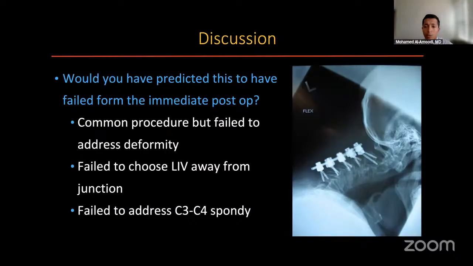So a couple of discussion points. I'll finish this presentation, then we can talk about some of these. Would you have predicted this to have failed from the immediate post-op? This is a very common procedure, but this patient presented with several unique features. So perhaps those are some red flags that may have made somebody curious as to how to solve the problem differently. And then secondly, why they failed to choose a lower instrumented vertebra away from the junction. And then the other thing is the C3-C4 high-grade spondy was not addressed. So those are a couple of things that perhaps may have led to the first outcome.